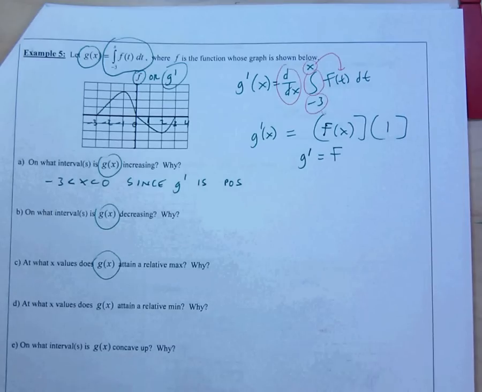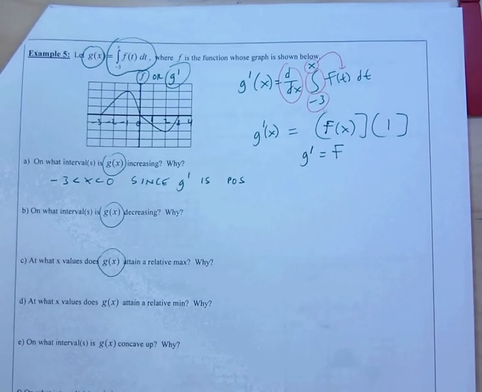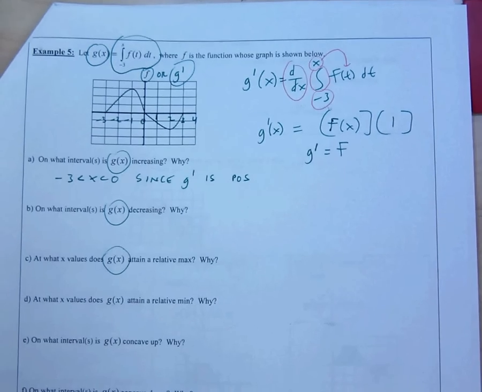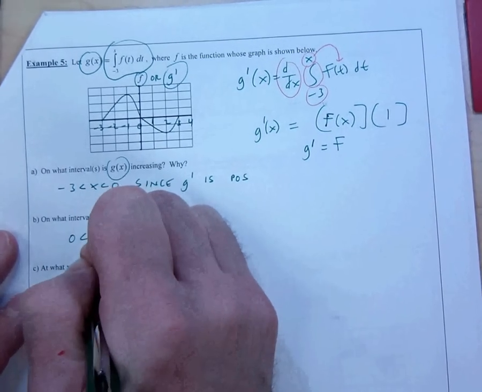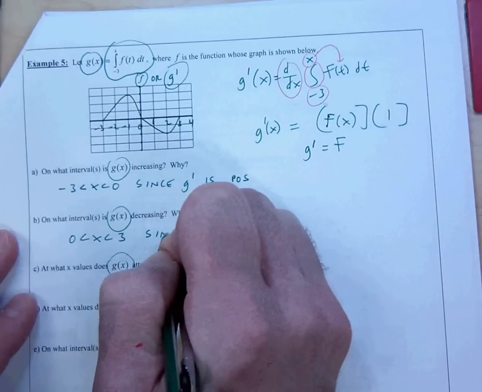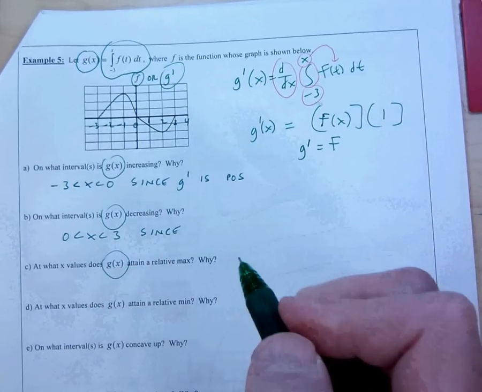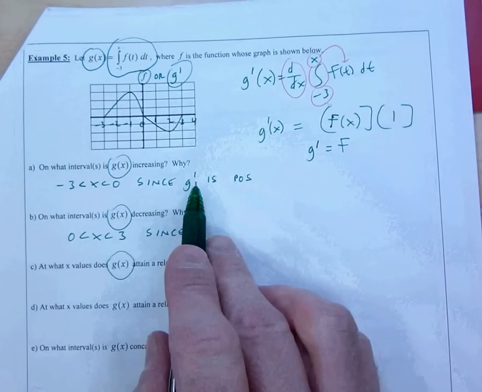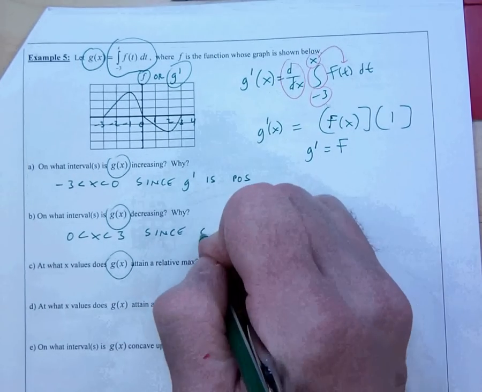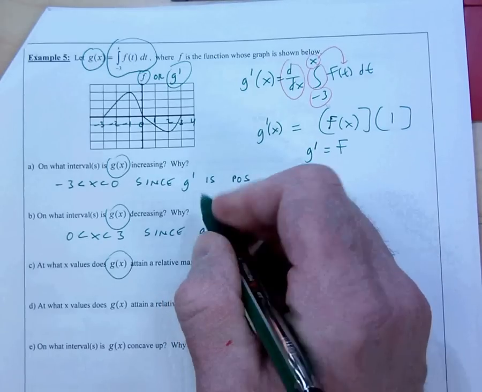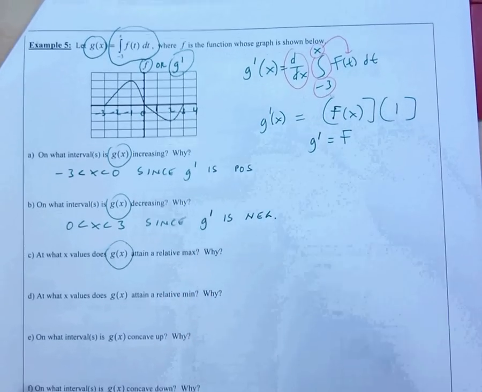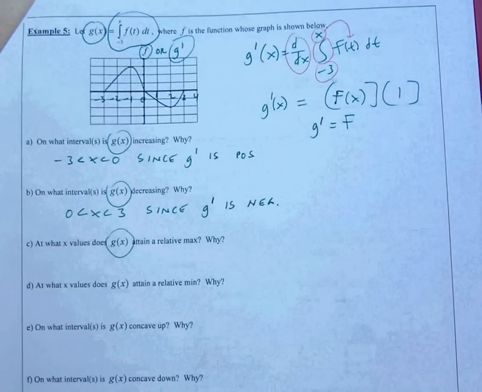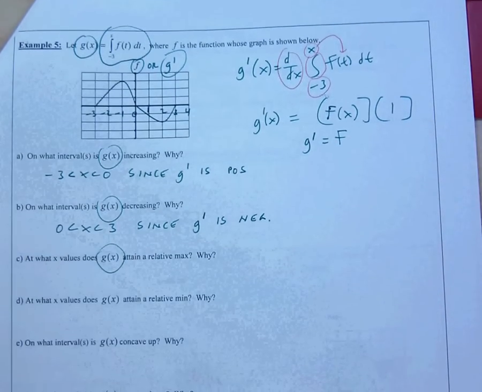Who's it going to be? How about Gloria? You can do this one. From 0 to 3 since what? Well, wait. You got to talk about G prime. Since G prime is negative. Okay, good. The graph of G prime tells us about G, right? Okay, Lauren, you can do the next one.